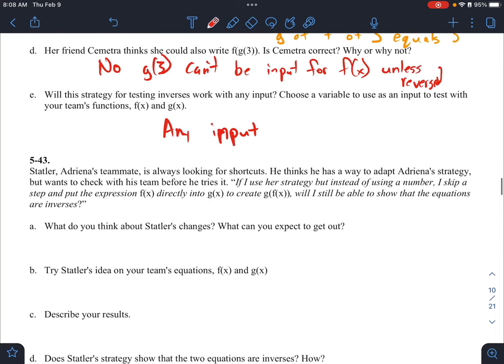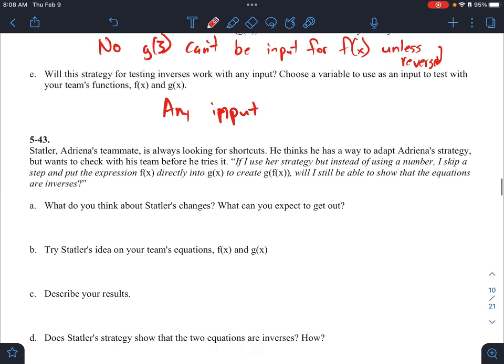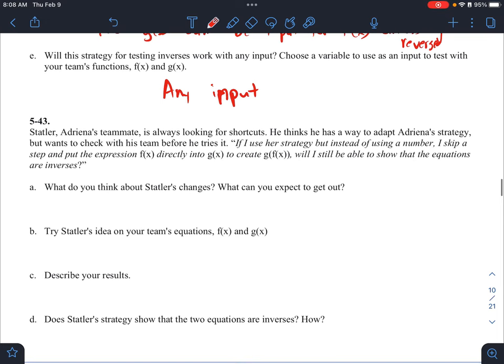Okay? Now, Statler, Adriana's teammate, is also looking for shortcuts. He thinks he has a way to adapt Adriana's strategy but wants to check with his team before he tries it. If I use her strategy, but instead of using a number, I skip that step and put the expression f of x directly into g of x to create g of f of x, will I still be able to show that these equations are inverses?